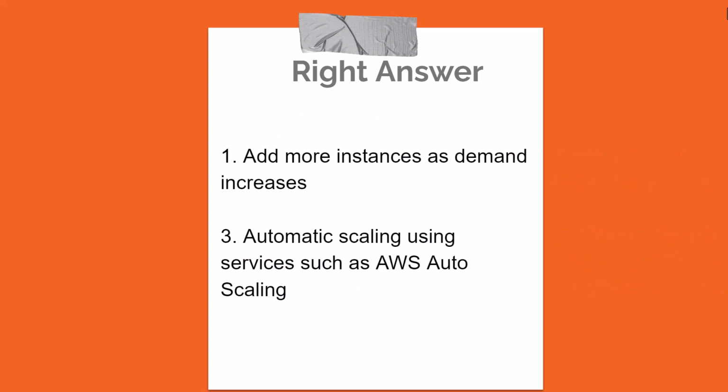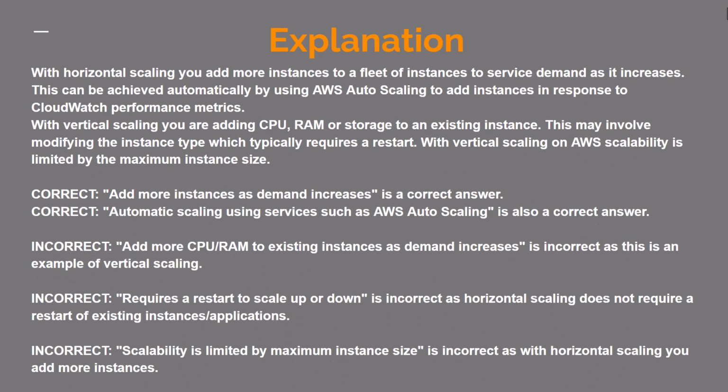And the correct answer is Option 1. Add more instances as demand increases. Option 3. Automatic scaling using services such as AWS Autoscaling. With horizontal scaling, you add more instances to a fleet of instances to service demand as it increases. This can be achieved automatically by using AWS Autoscaling to add instances in response to CloudWatch performance metrics.